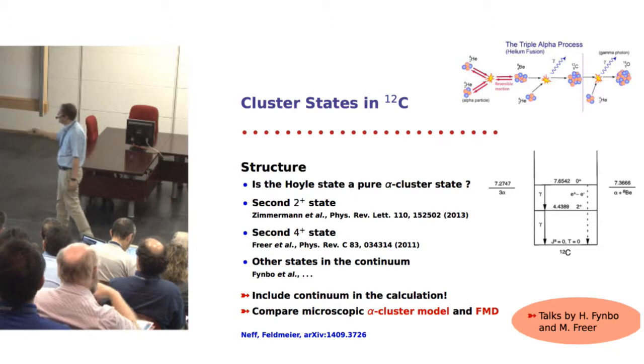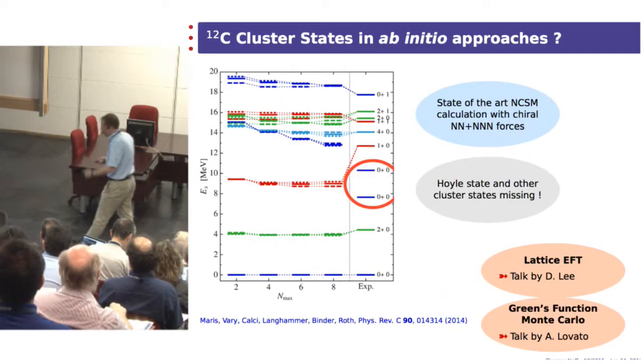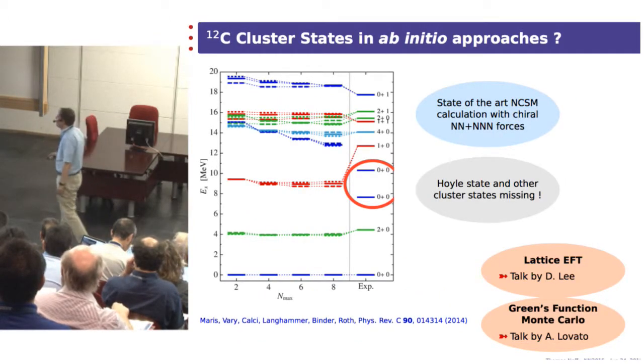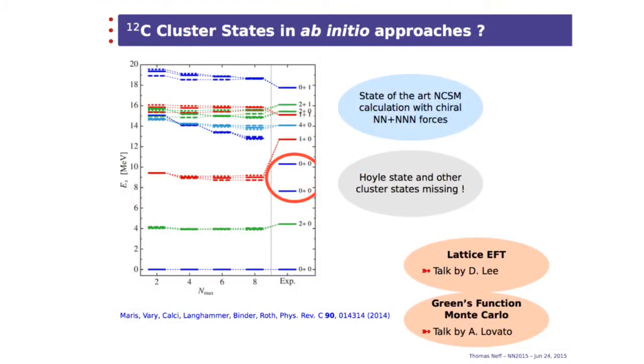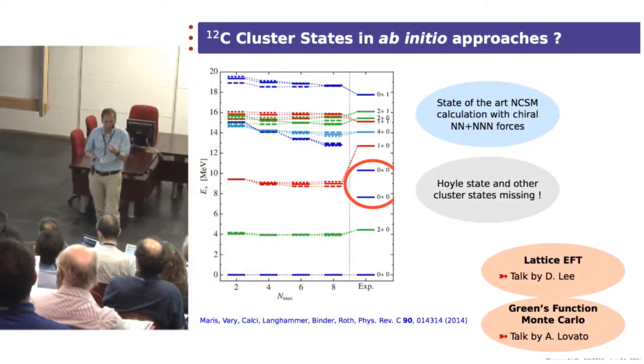To really describe this continuum stuff. And just to give you an idea, when you do ab initio approaches, we had a talk on lattice EFT by Dean Lee, so they have the Hoyle state and also the second 2+ state, but the properties like radii are still not really satisfactory, but there's impressive improvement which has been done here recently. And there's also the Green's function Monte Carlo approach, there was a talk by Alessandro Lovato, so they have now a very nice wave function for the Hoyle state, but nothing else above it.